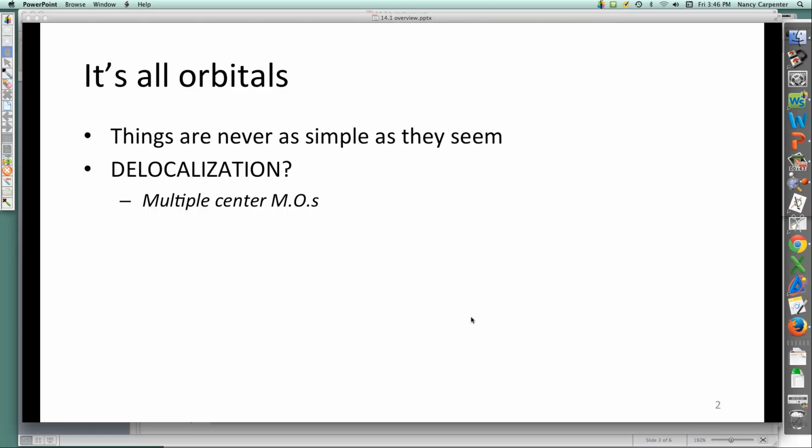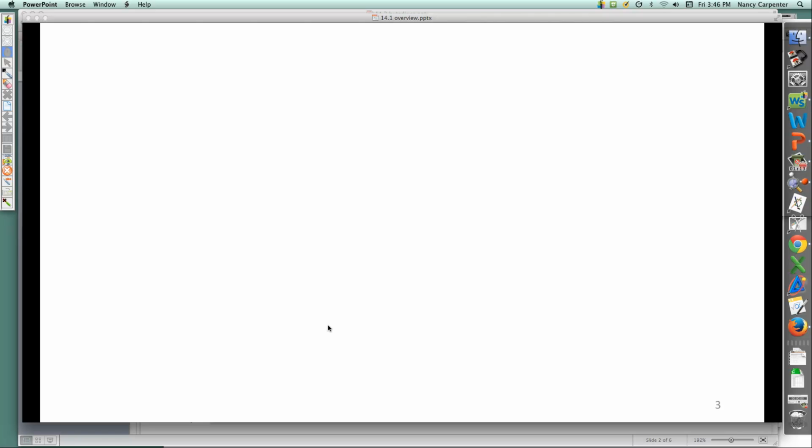We've learned a little bit about delocalization, but now we move on to this concept of something called multiple center molecular orbitals. What this is basically doing is trying to tie together the concept of delocalization, as we've seen in resonance, with valence bond theory, molecular orbital theory. The focus in this chapter is primarily on two concepts, conjugation and aromaticity, and the reason is because it explains things.